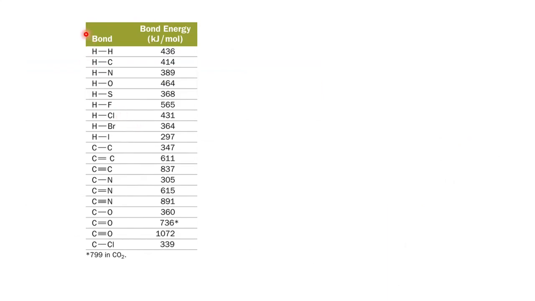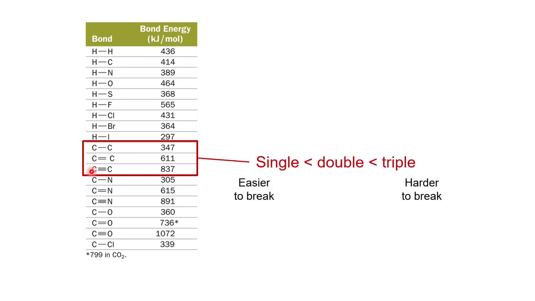So we can actually use these bond energies to draw some conclusions about some trends. We will look at these here, and you'll notice that the single bond has less energy than the double bond, which has less energy than the triple bond. So single bonds are easier to break than double, and double are easier to break than triple.